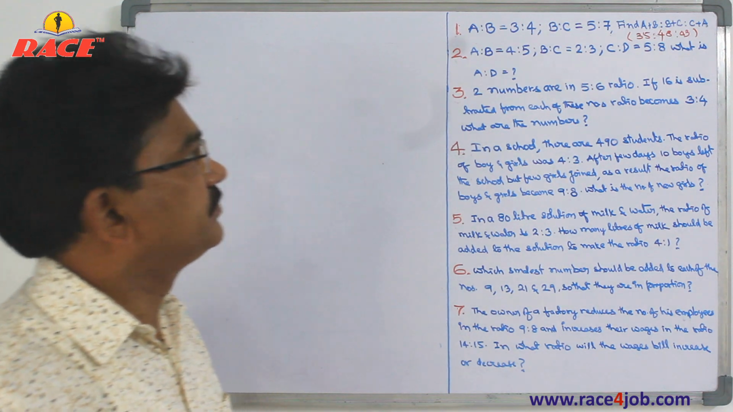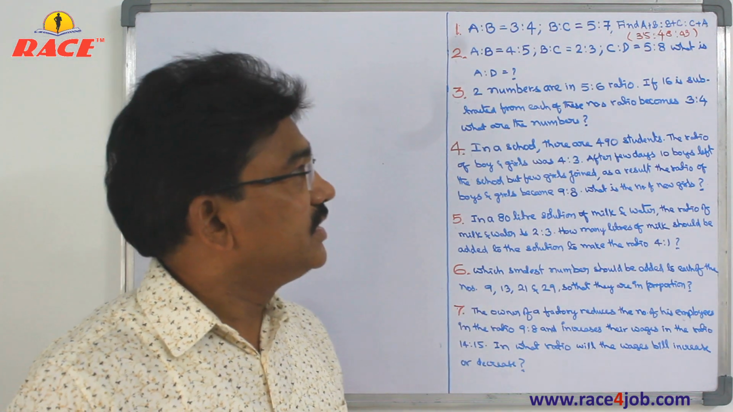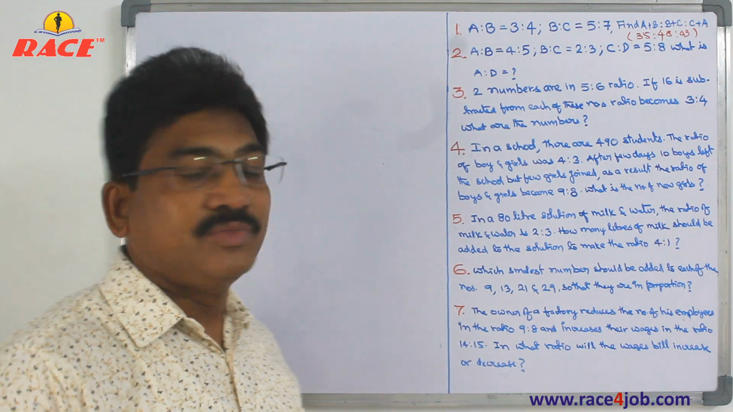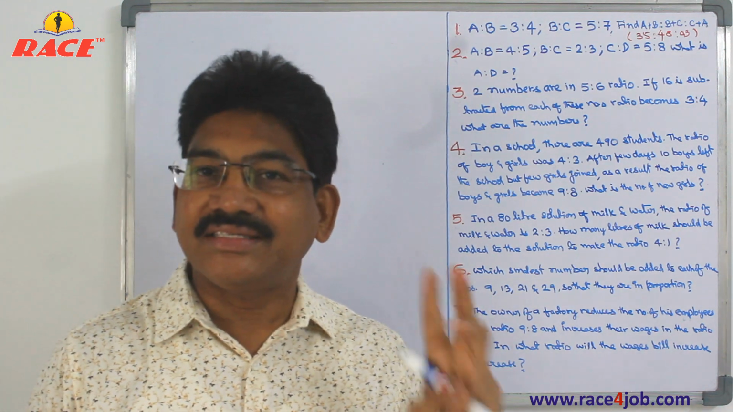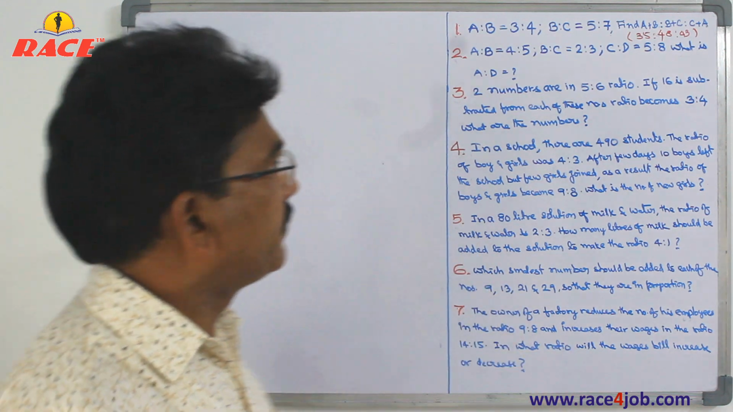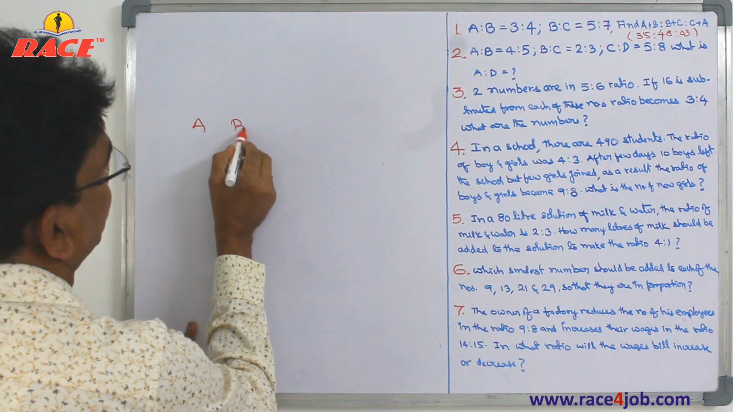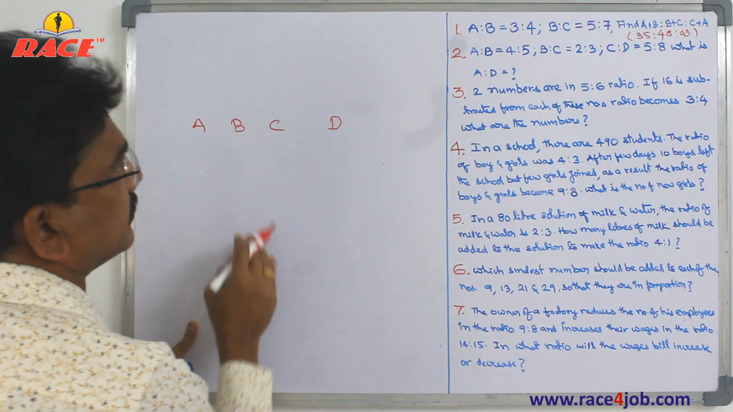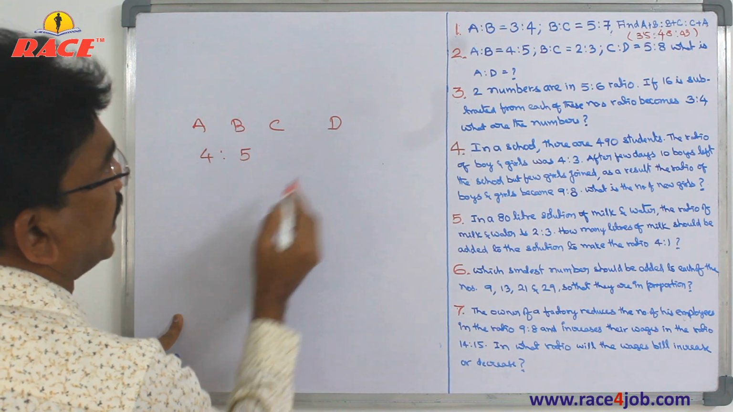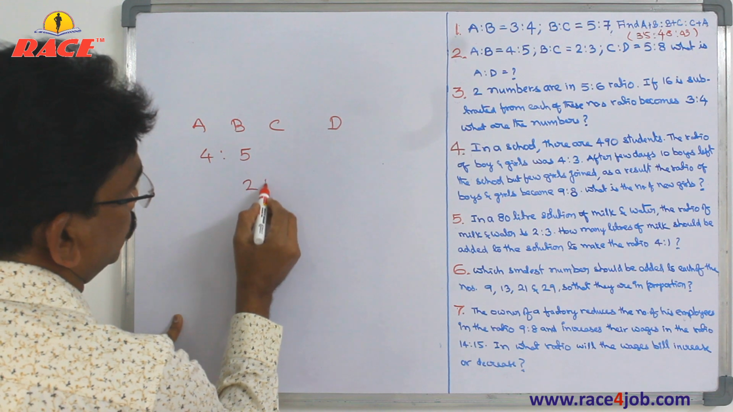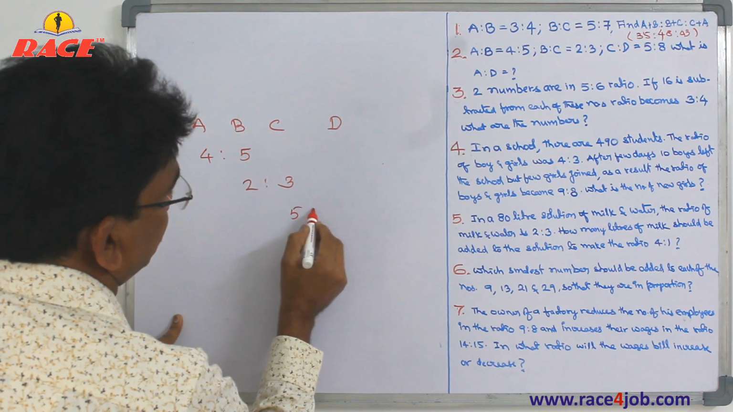See the next question. A is to B is 4 is to 5, B is to C is 2 is to 3, C is to D is 5 is to 8. What is A is to D? Here 4 terms, A, B, C, D. We have to find in different ways. He has given A is to B as 4 is to 5 and B is to C as 2 is to 3, and third one C is to D as 5 is to 8.